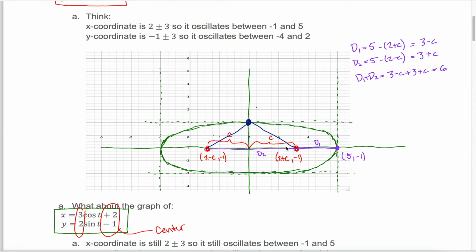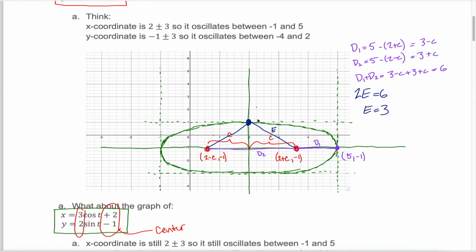If I call the distance from this foci to the top here, I don't know, maybe e or something, just because I'm running out of letters. Taking advantage of the fact that this length is the same as this length, 2 times e must be equal to 6. Therefore, e must be equal to 3.